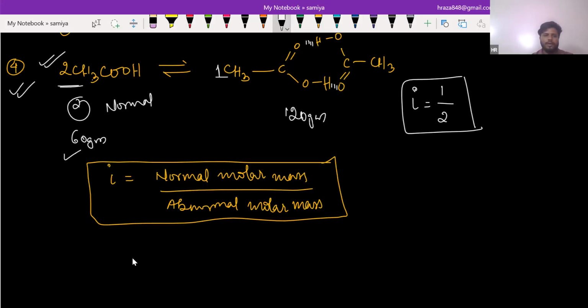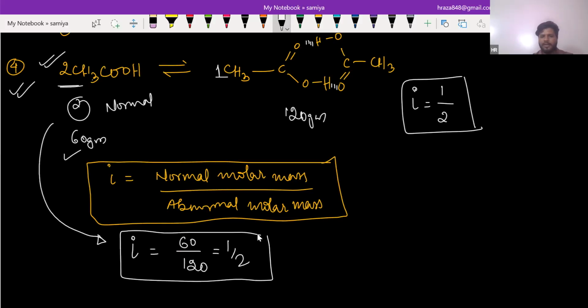So what will be the value of the Van't Hoff factor in terms of molar mass for this? Normal molar mass 60 and abnormal molar mass 120 is equal to 1 by 2. Yes or no? It is the same answer, the answer is the same with a different formula. So i can also be defined as the ratio of normal molar mass to abnormal molar mass.